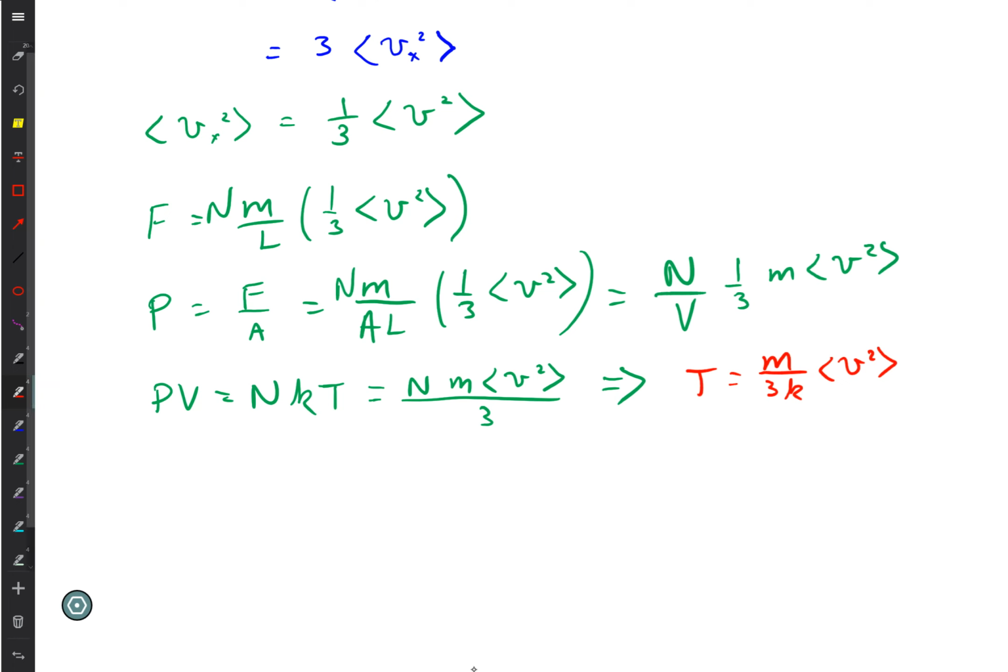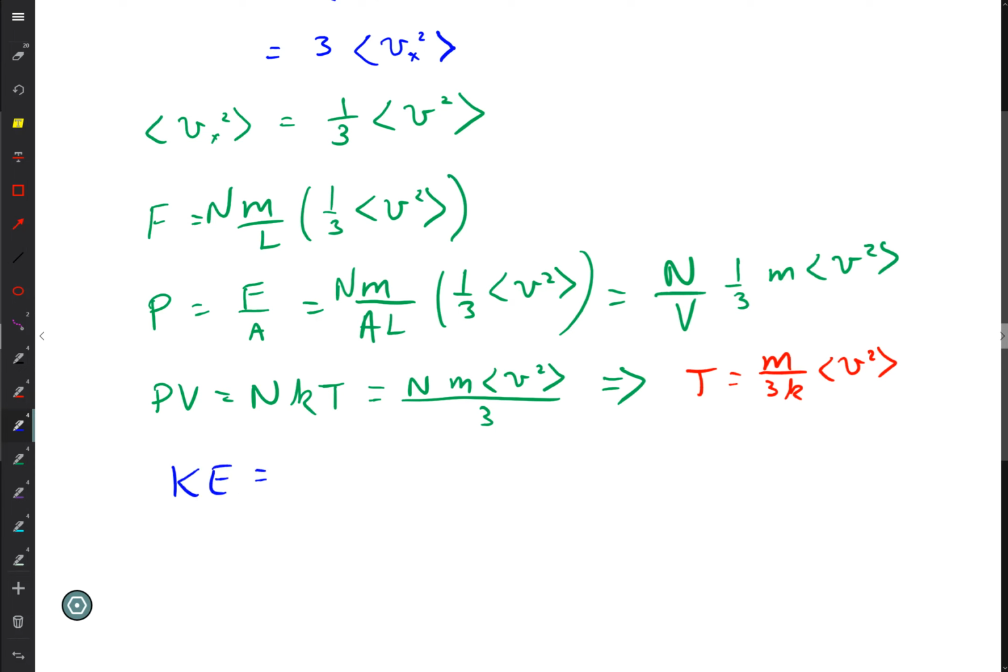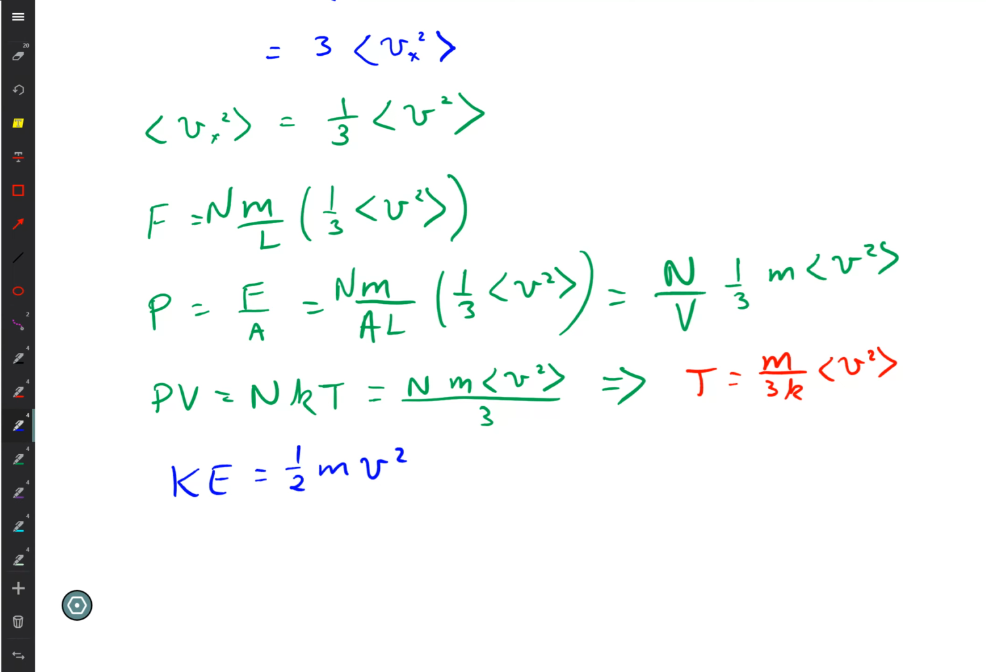But now let's look at something else. We know that kinetic energy has a simple equation. What's the equation for kinetic energy? 1/2 mv squared. So if I want to find the average kinetic energy, I'm just going to take this and put my little average.